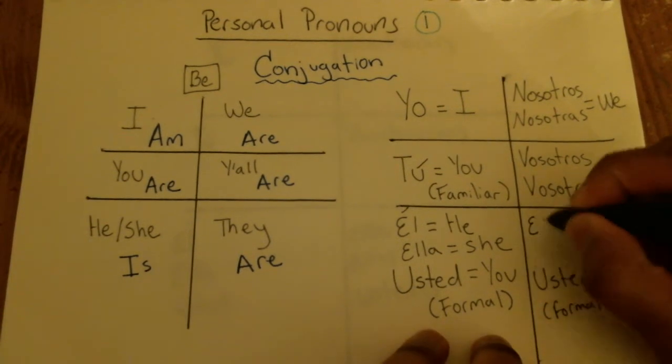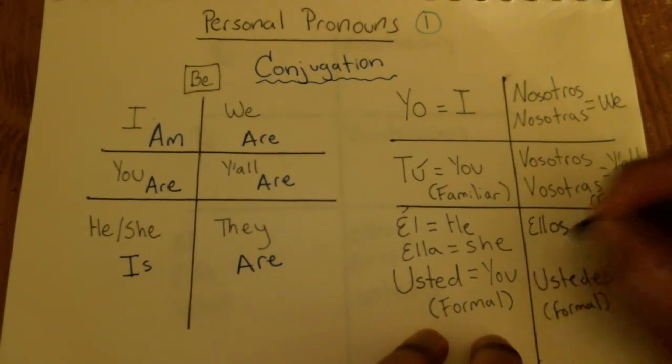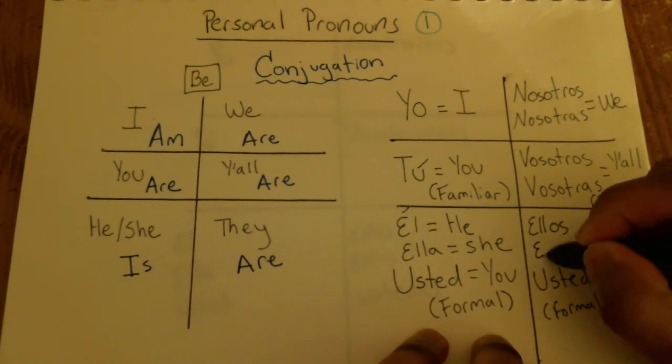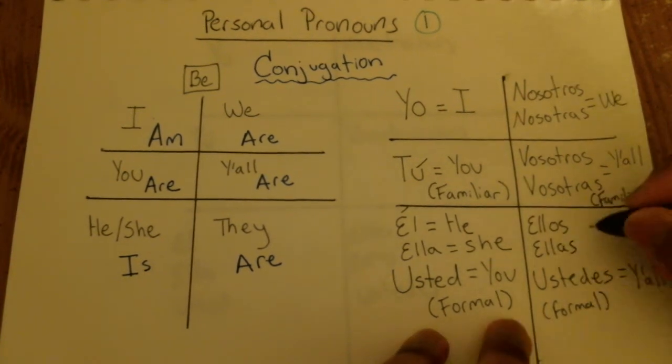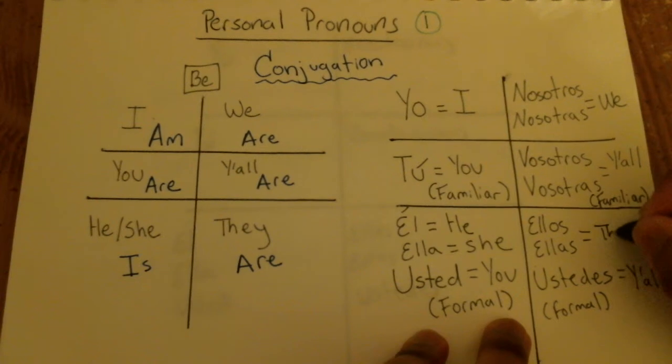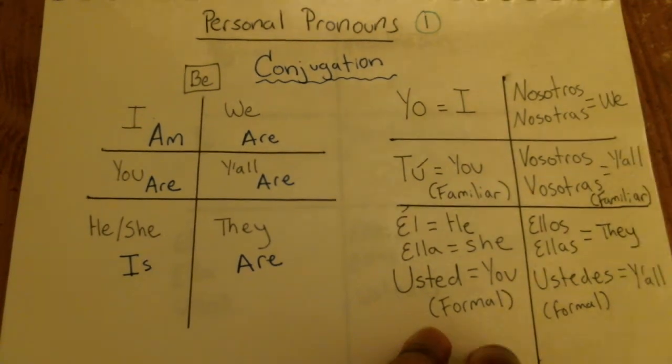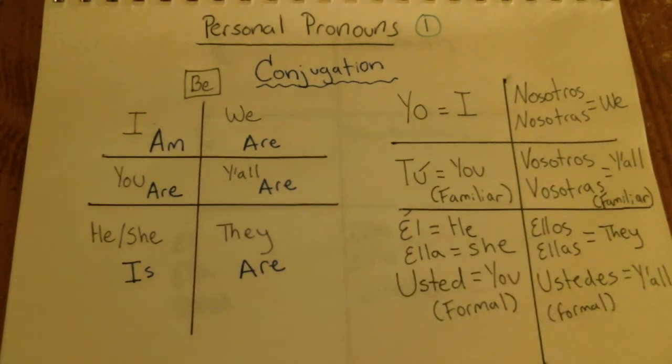The final two pronouns are ellos, which is masculine, and ellas, which is feminine, and they both mean they, okay? If you're saying they, the guys, you would use ellos. If you're saying they, the girls, you would use ellas. And if you're talking about a group of people of mixed gender, which one would you use? You guessed it, you'd use ellos, the masculine form.